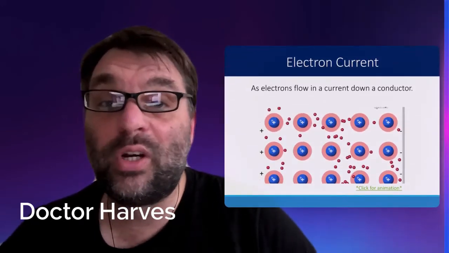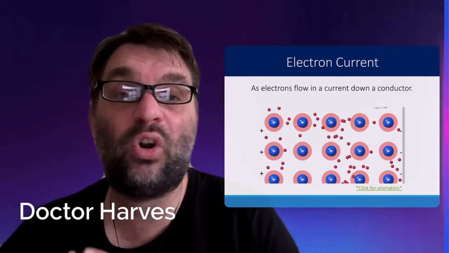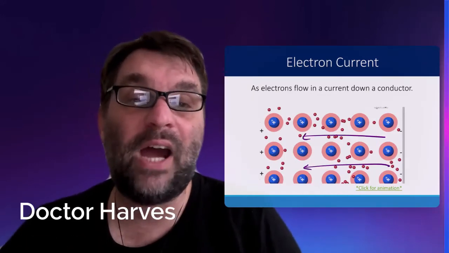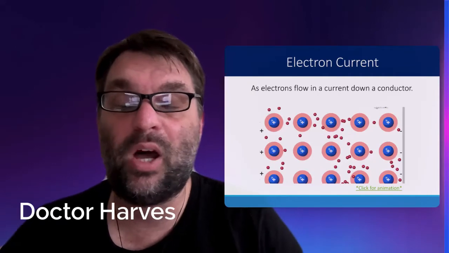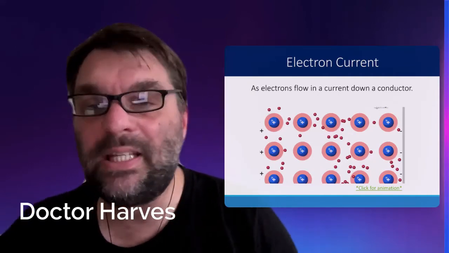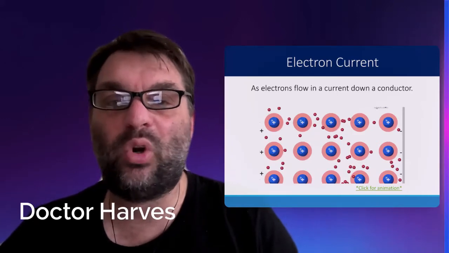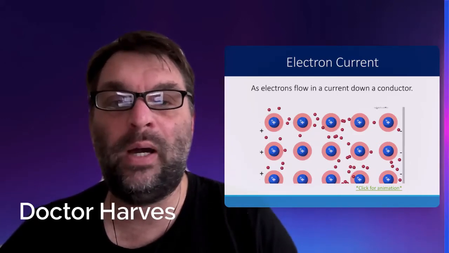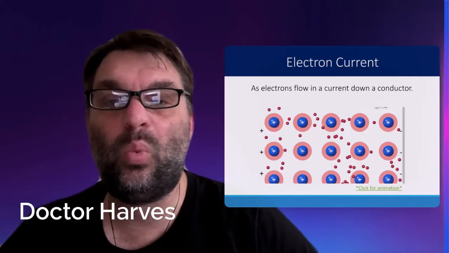So in terms of electron current, electrons flow in a current down a conductor. So when you apply a force, which we'll go into later, what's going to happen is those electrons are going to begin to flow down the wire.